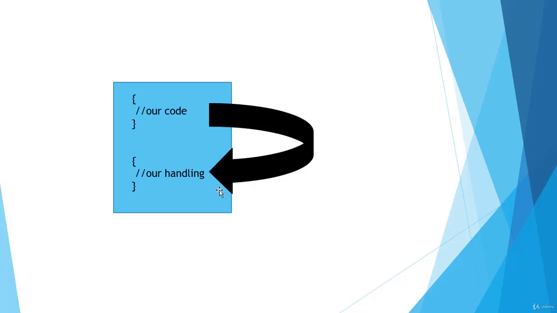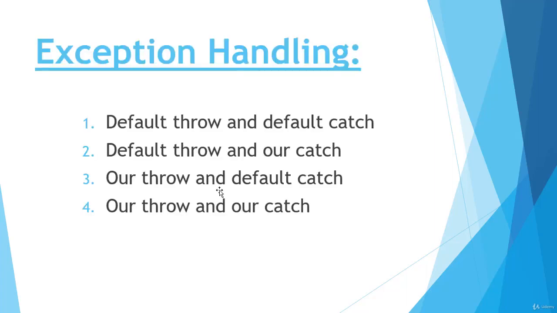So there are 4 possibilities of exception handling. Number 1, default throw and default catch. This is the default. If we don't do our own exception handling, then by default, default throw and default catch are executed. At number 2, we can use the default throw and define our own catch block. And the third point, we can define our own throw and the default catch of Java is used. And at the end, we can create our own throw and our own catch mechanism. So these are the 4 possibilities in exception handling.